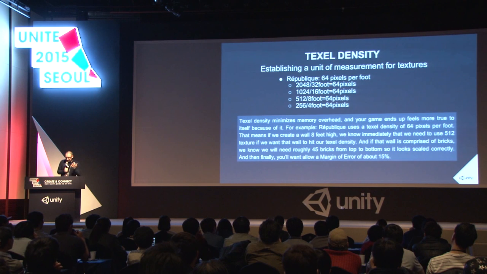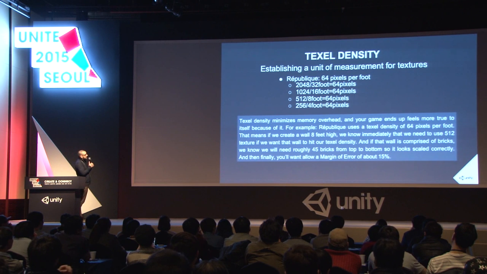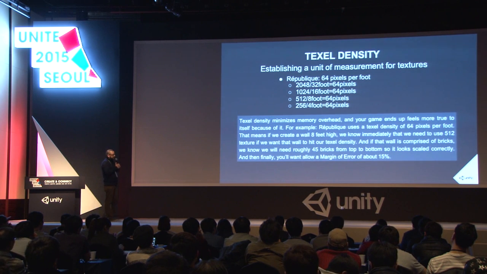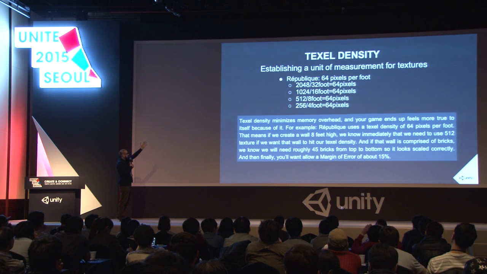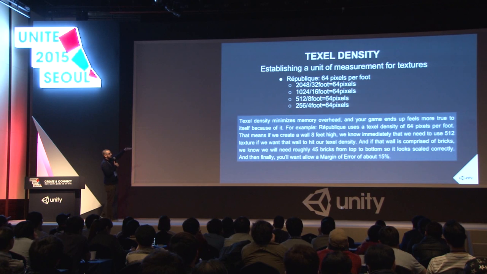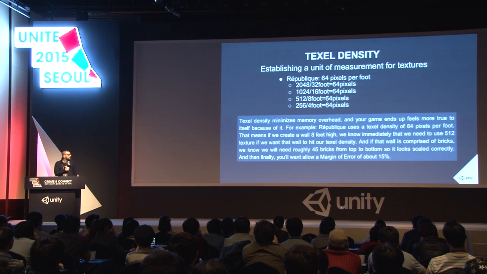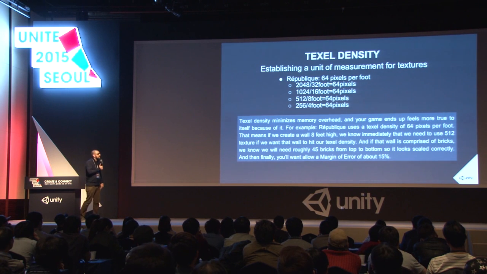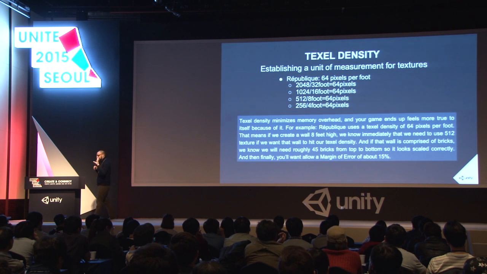Texel density basically minimizes the memory overhead, and your game ends up feeling a lot more true to life because of it. Republique uses 64 pixels per foot. That means if we have a wall that's, say, 8 feet high, then we know that's going to be a 512 texture, and all the artists know about this level of consistency. Not everything is going to be exactly perfect, so we allow a margin of error of about 15%, which is pretty standard.